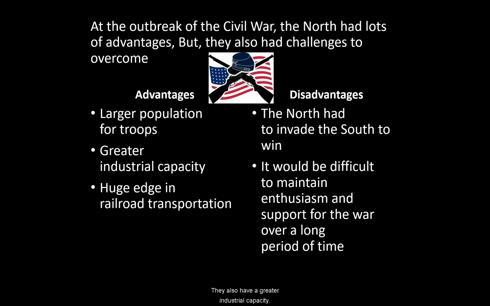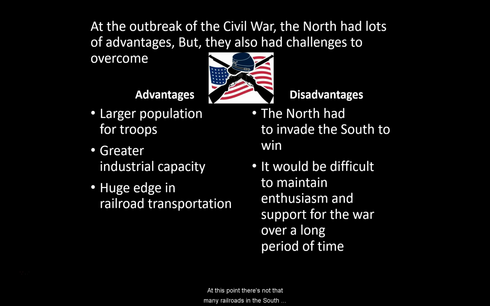They also have a greater industrial capacity. At this point, we're in 1861. The North has been fairly industrial for several years now, and they have the factories that they can convert to making wartime goods. They also have a huge edge in railroad transportation.